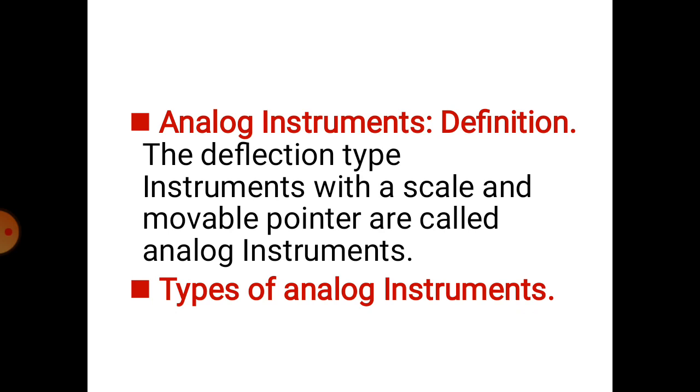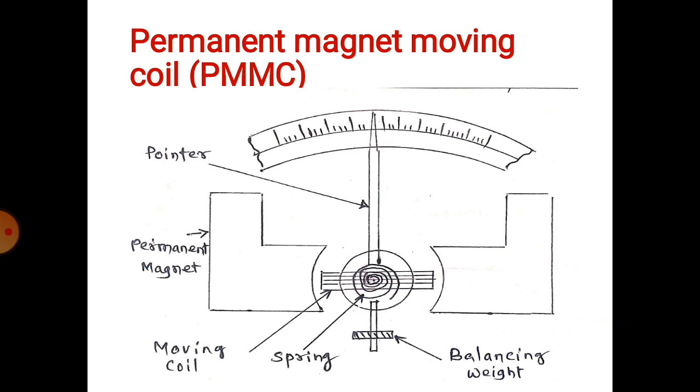The main types of analog instruments used as voltmeters and ammeters are: first one, permanent magnet moving coil, also called PMMC. Second, moving iron instrument. Third one, electrodynamometer type instrument. Fourth one, hot wire type instrument. Fifth one, thermocouple. Sixth one, induction type instrument. Seventh one, electrostatic instrument. And eighth one is rectifier. So these are the different types of analog instruments.